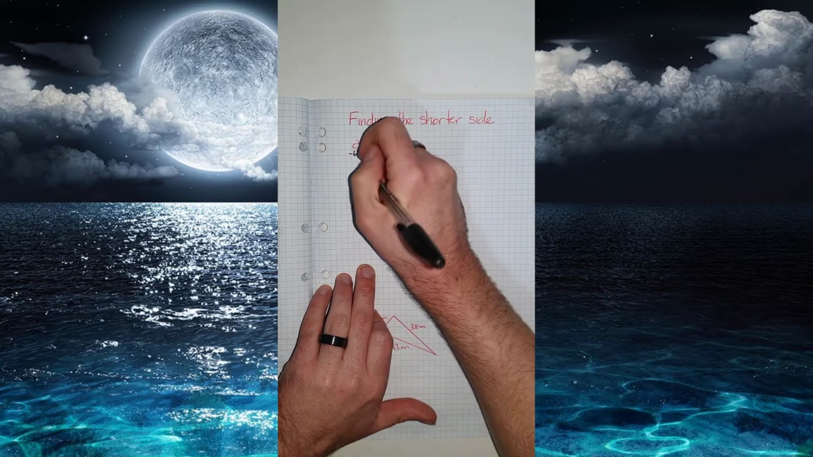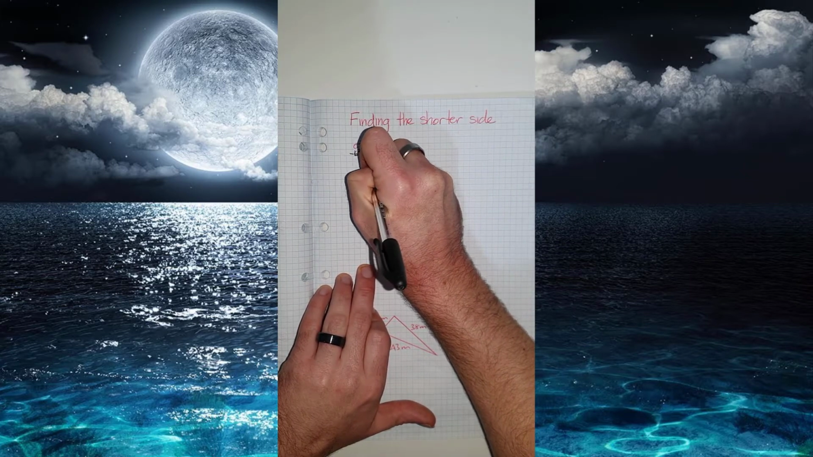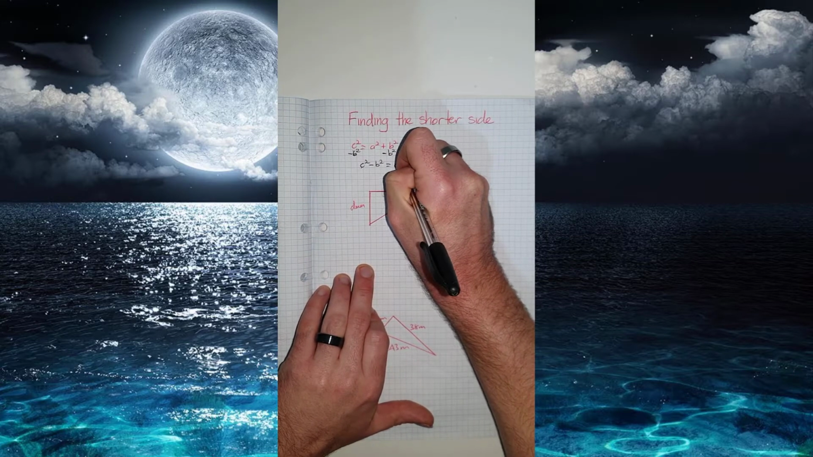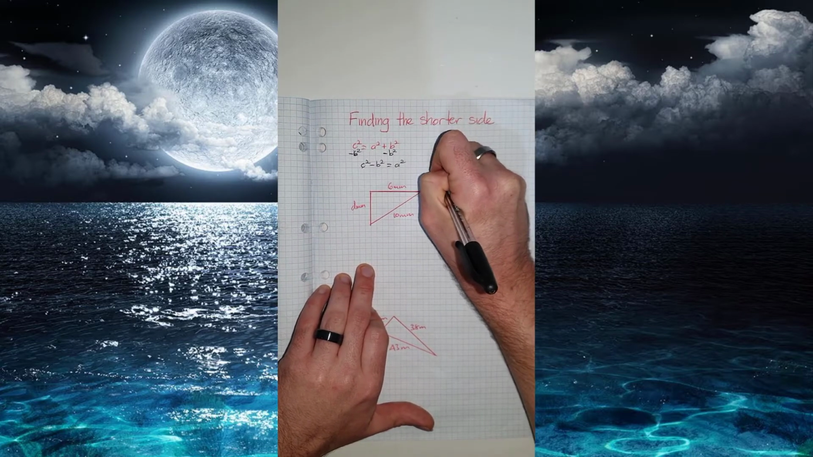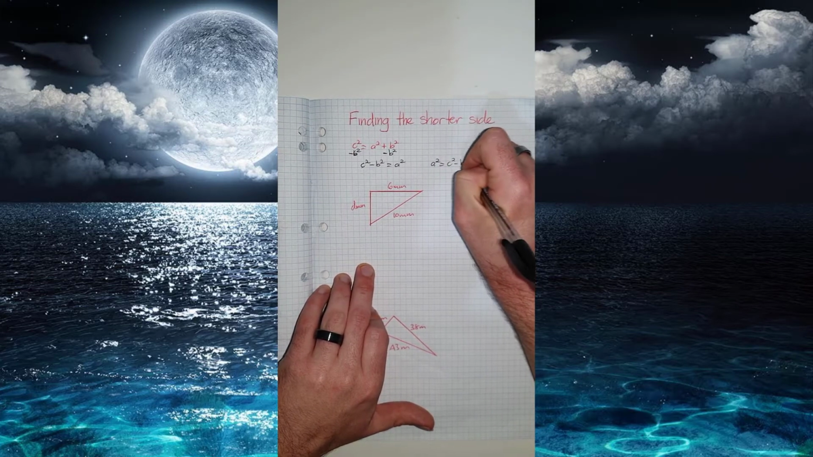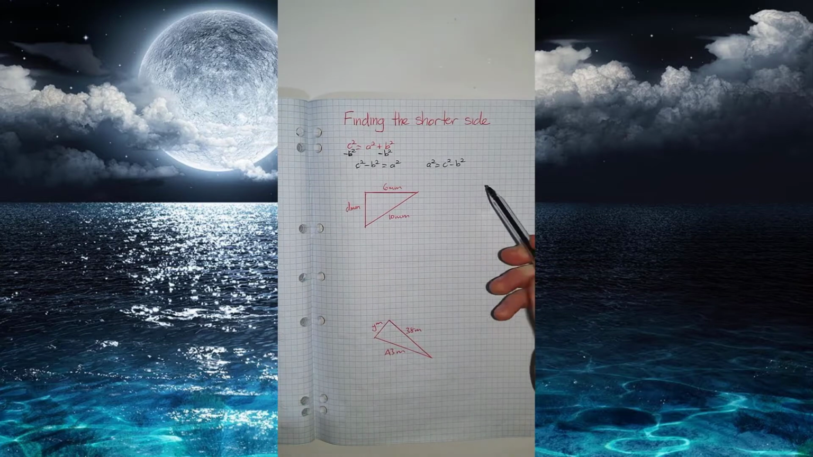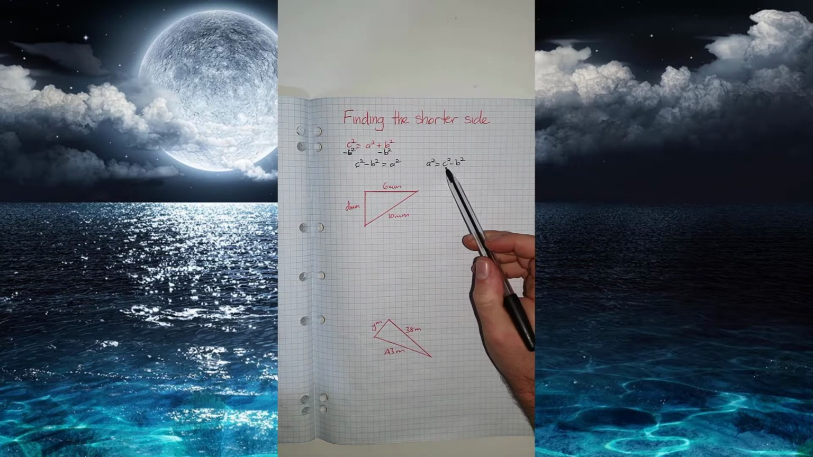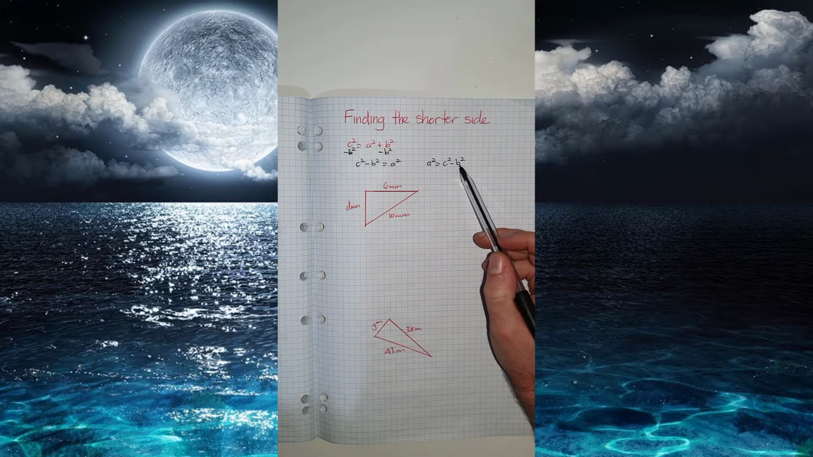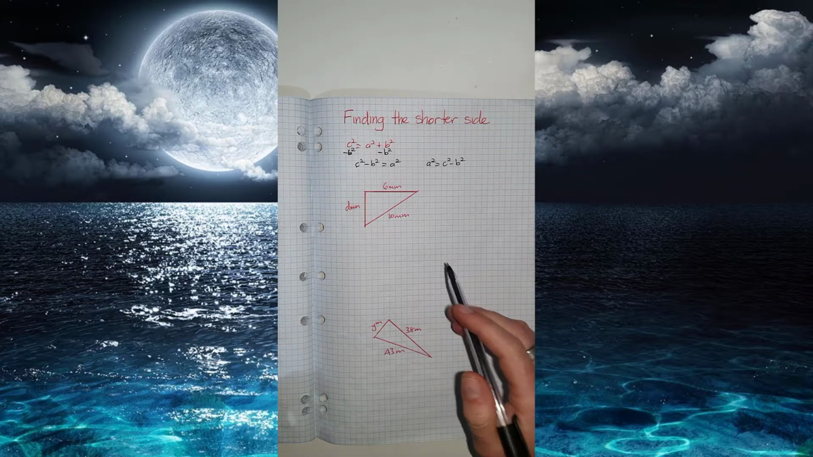Now let's rewrite that out. So I've got c squared minus b squared equals a squared. Now the easy way to view that is a squared equals c squared minus b squared. And that's our formula to find the shorter side. C squared, or the hypotenuse squared, minus the shorter side squared. Now let's put that into practice.